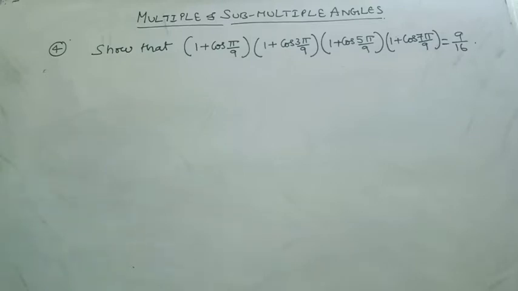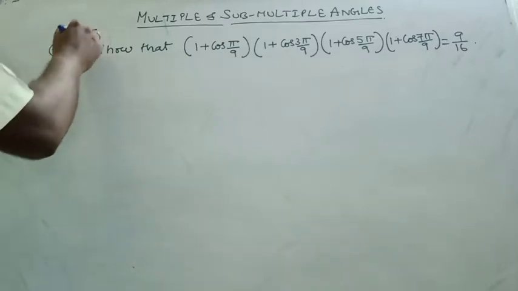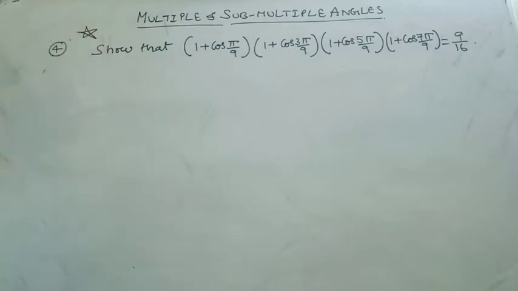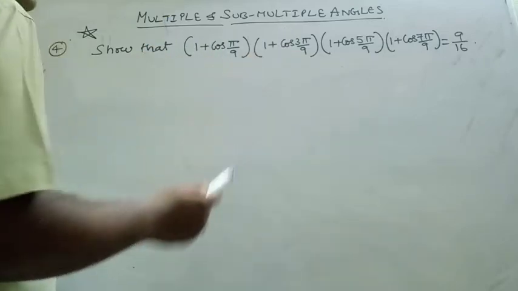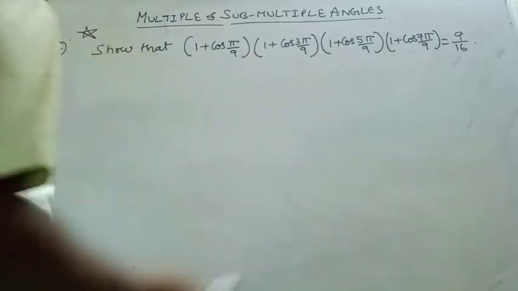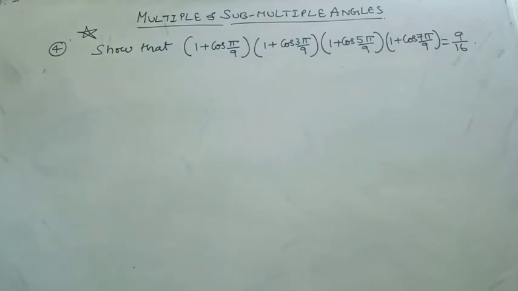Now see, my dear students, the next problem is a very important and star marked problem. Show that 1 plus cos pi by 9 into 1 plus cos 3 pi by 9 into 1 plus cos 5 pi by 9 into 1 plus cos 7 pi by 9 is equal to 9 by 16. From this we are explaining all of the different models such that it will be very much helpful to you.